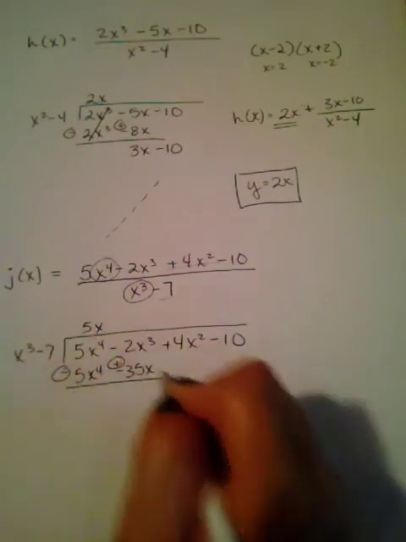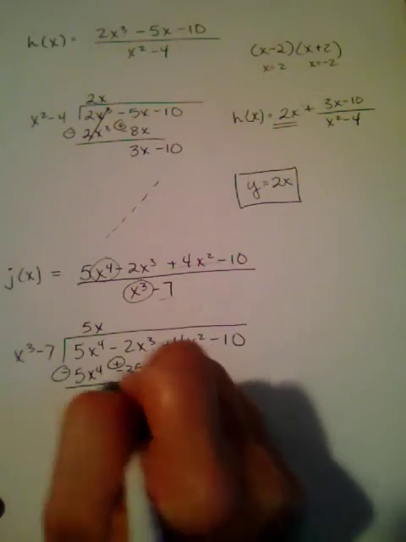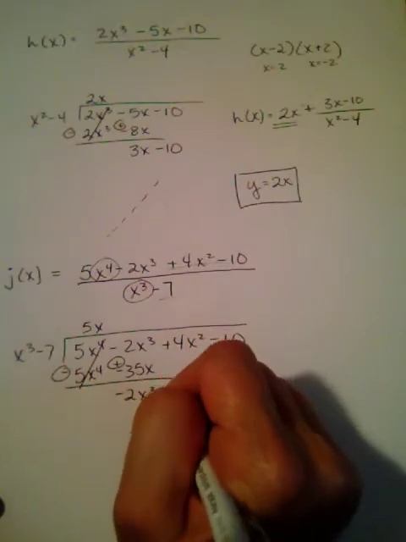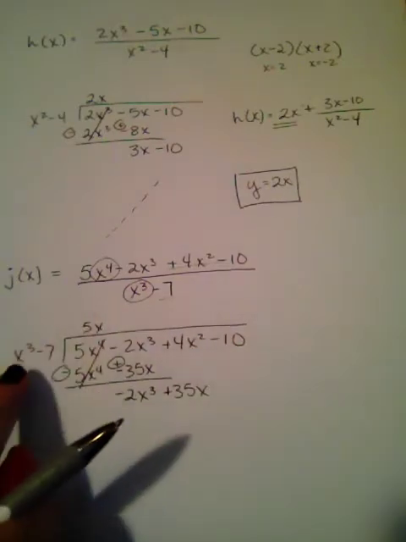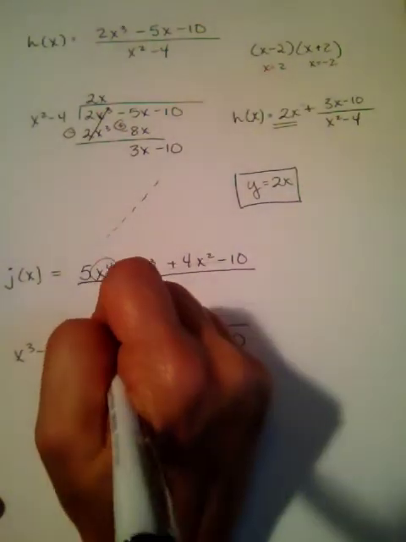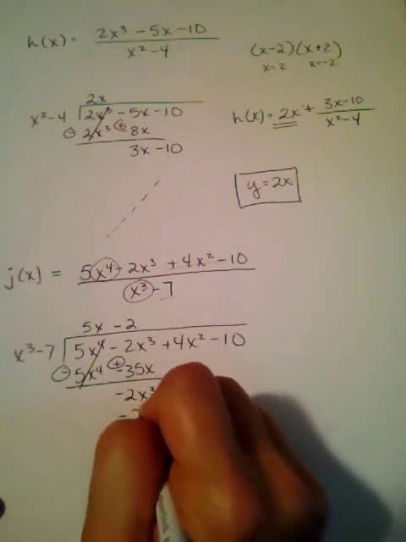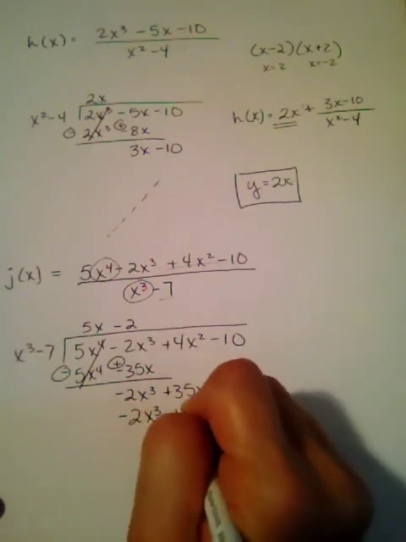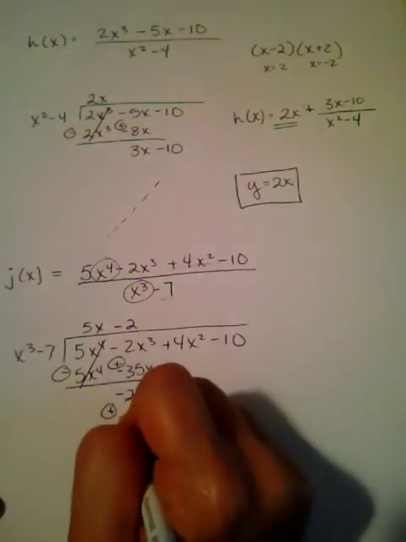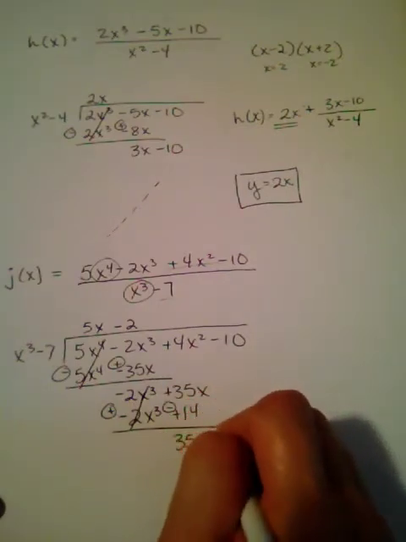Subtract, so I'll change those signs, and I am left with a negative 2x cubed. This canceled out. These cannot combine, so you bring them both down, plus a 35x. I look again, x cubed times what would give me a negative 2x cubed, and that's a negative 2. I multiply down, so negative 2x cubed plus 14. Going to subtract, so change the signs. That cancels out. These two do not combine, so 35x minus 14.